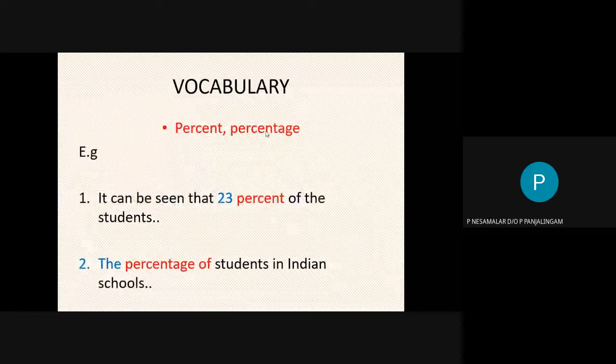Now, using percent and percentage. You use percent after the number. Of course, you can also just use the symbol. You do not really need to write it out in words. Now, the phrase the percentage of is used like this: the percentage of students in Indian schools is, and then you may give the number.